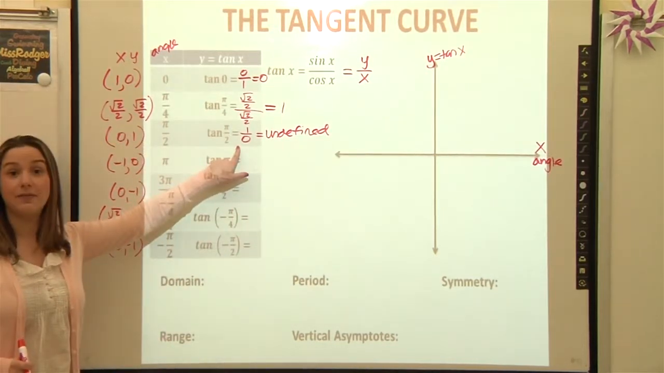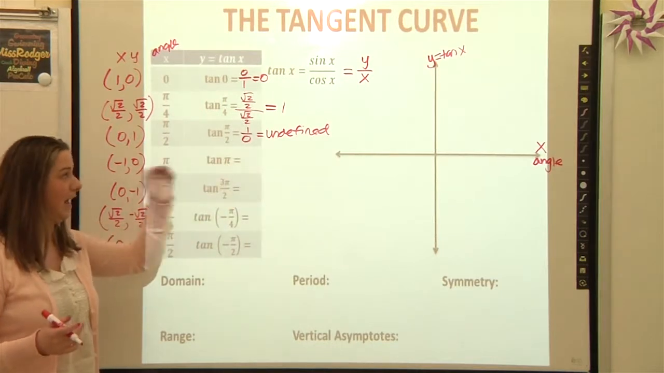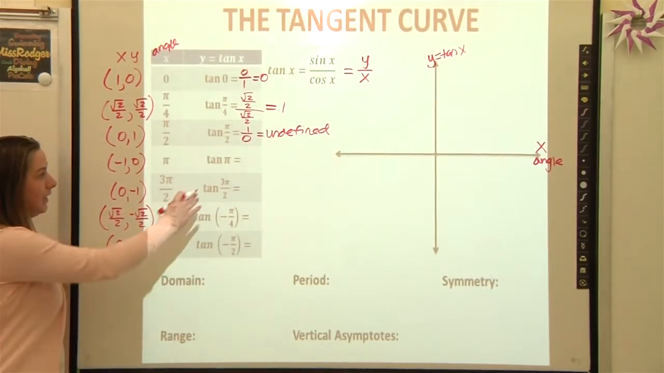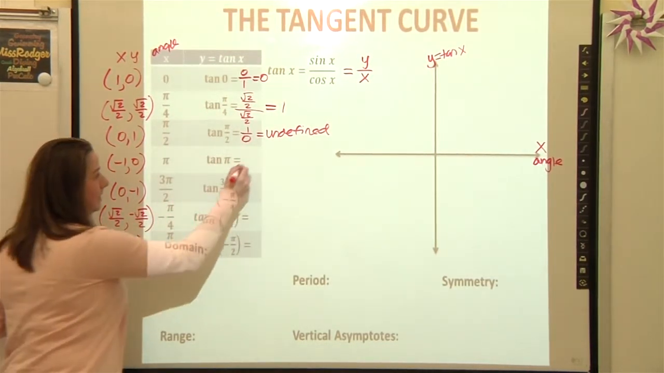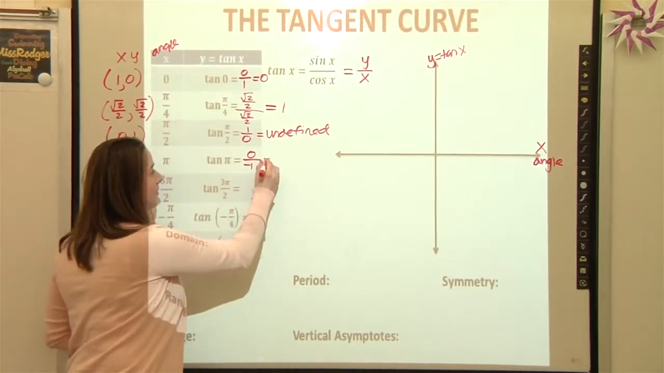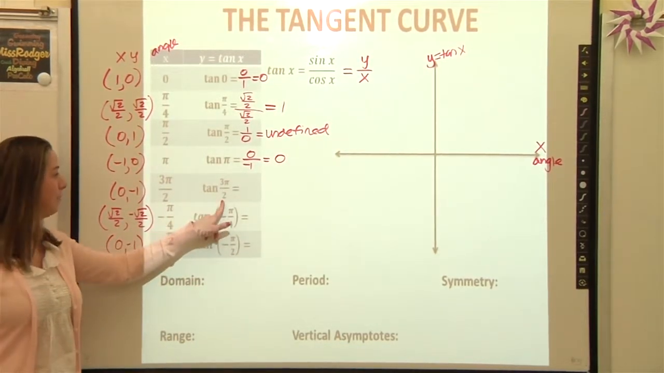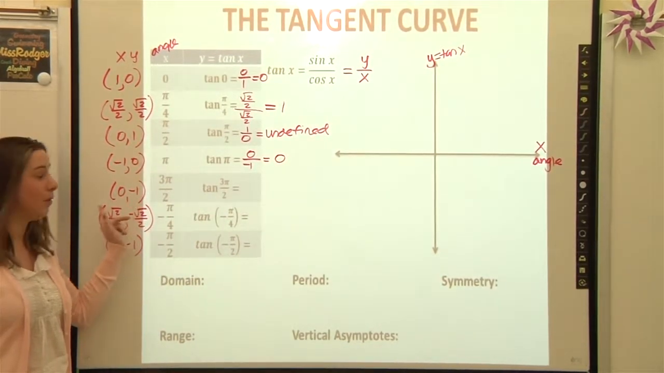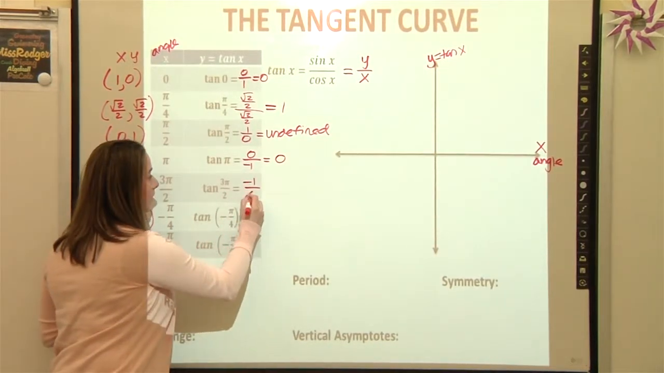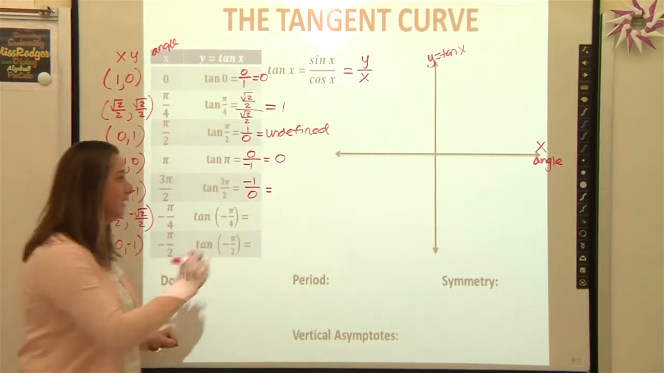Remember, we can never divide by 0. So this is going to be something interesting that happens, and we'll talk about that in a moment. Tangent of pi is going to be 0 over negative 1, which is 0. Tangent of 3 pi over 2 is going to be negative 1 over 0, which is again going to be undefined because we're dividing by 0.